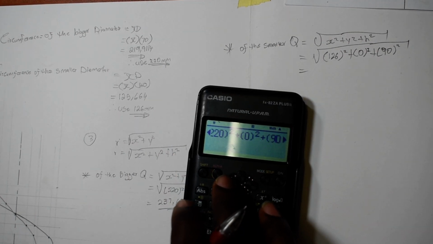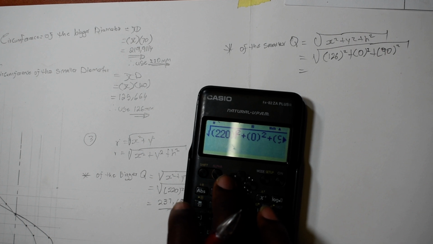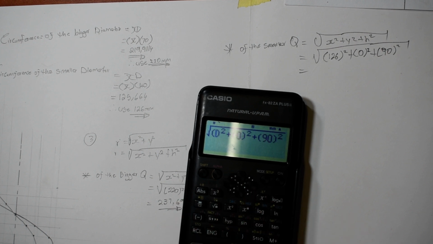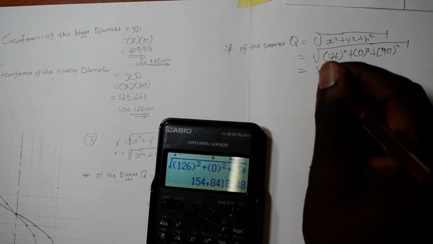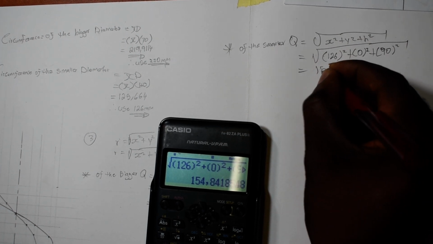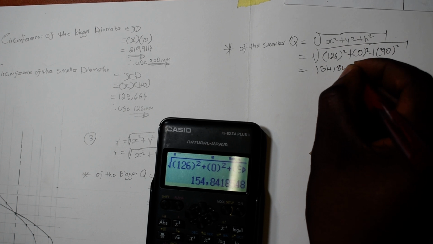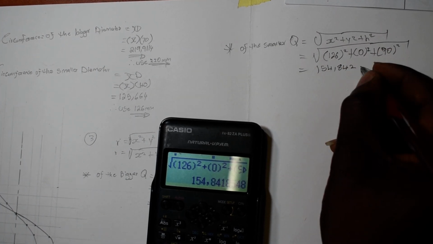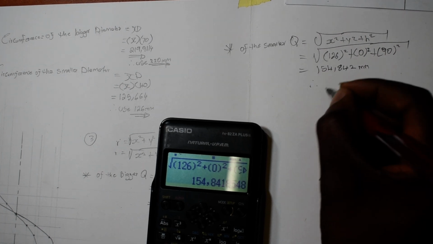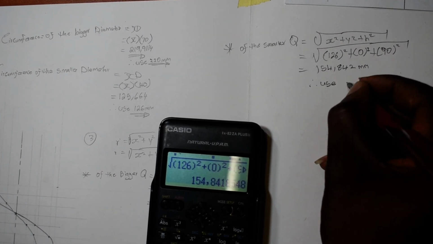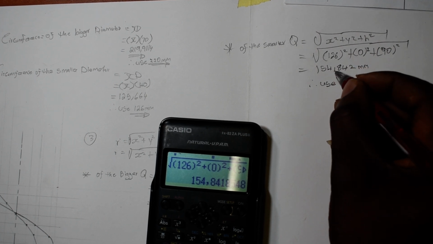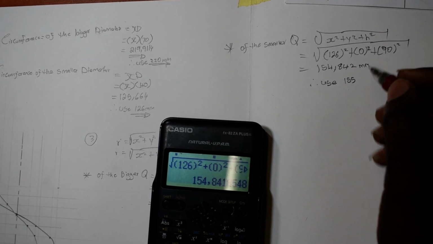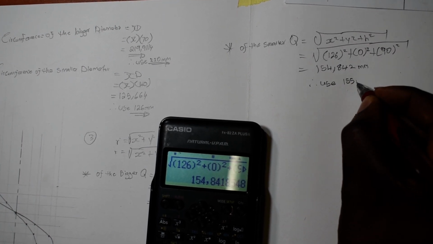You put this into the calculator exactly the way it is. So I can just come in, delete here and be like 126. You understand? So I'm getting 154.842 millimeter. So please use 155 millimeter, because after the comma the digit is above 5, so 155 millimeter.